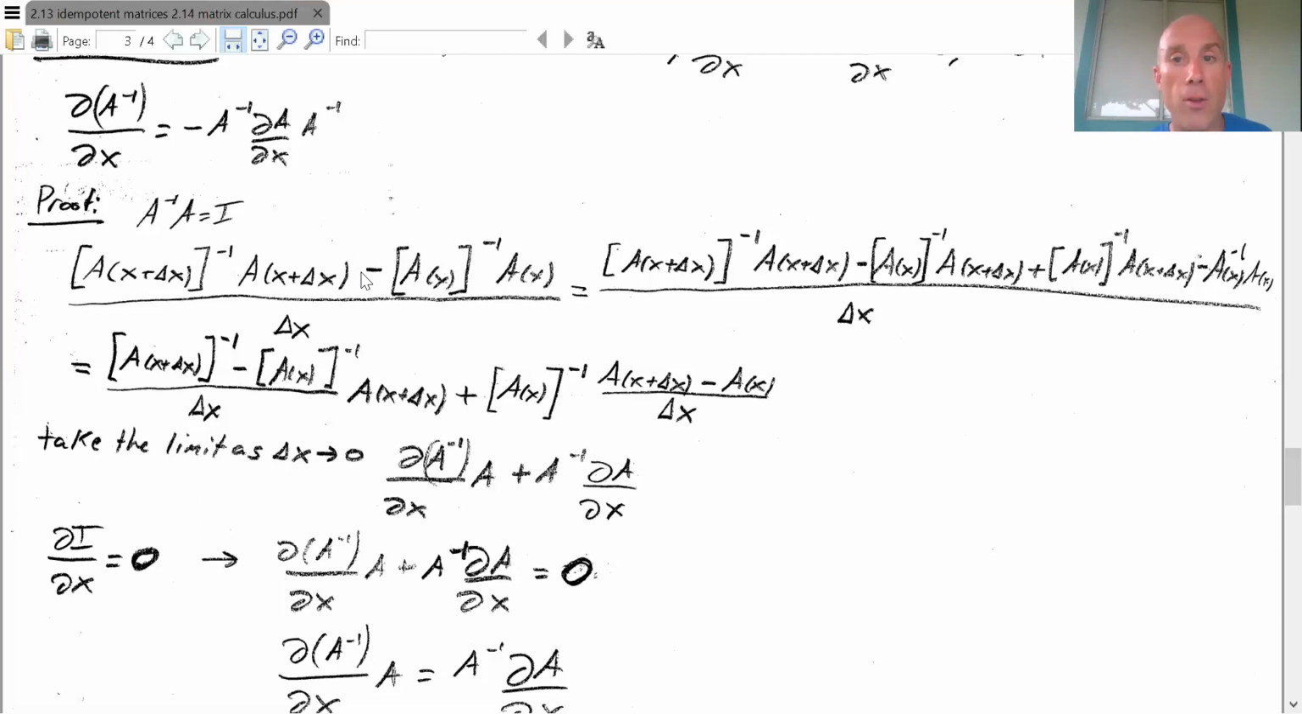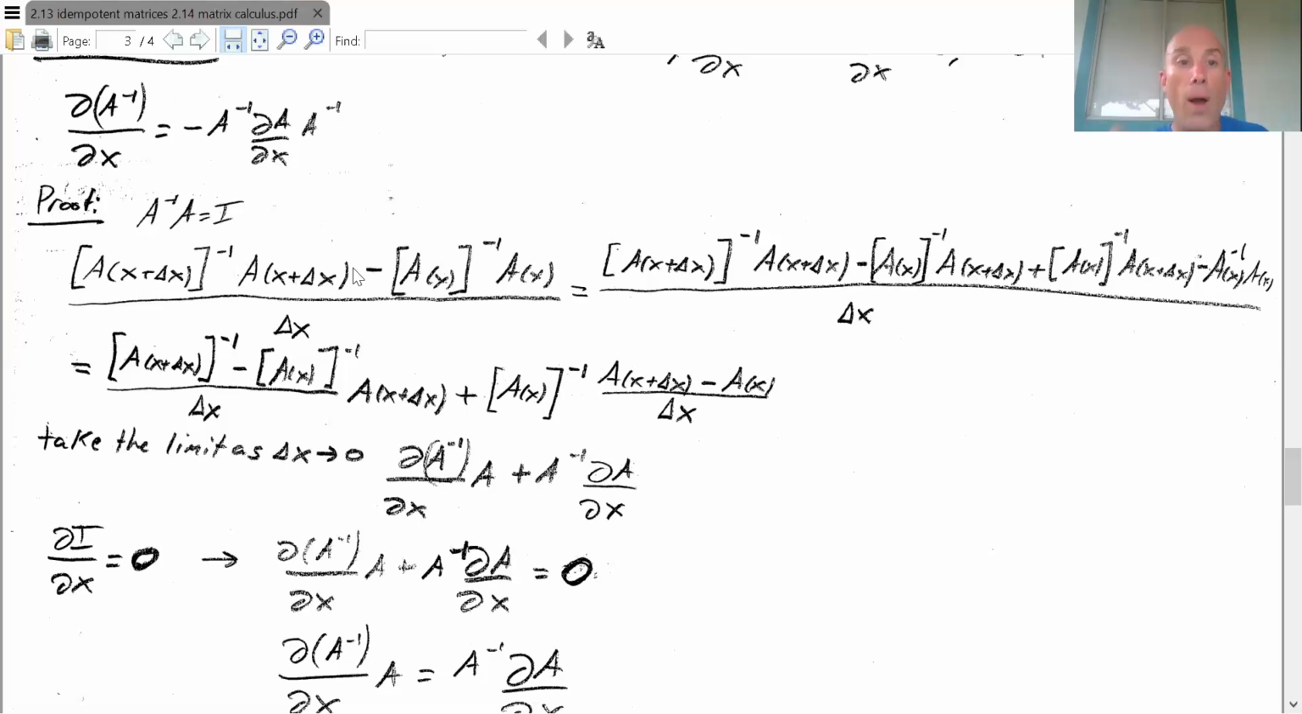Doesn't change my equation. So what I'm going to do is add A inverse of x, A of x plus delta x. And I'm going to add and subtract the same thing. You notice I've got this here, and I subtract the same thing. So these two together cancel out. If they cancel out, it's okay for me to put it into the equation because it's the same thing.